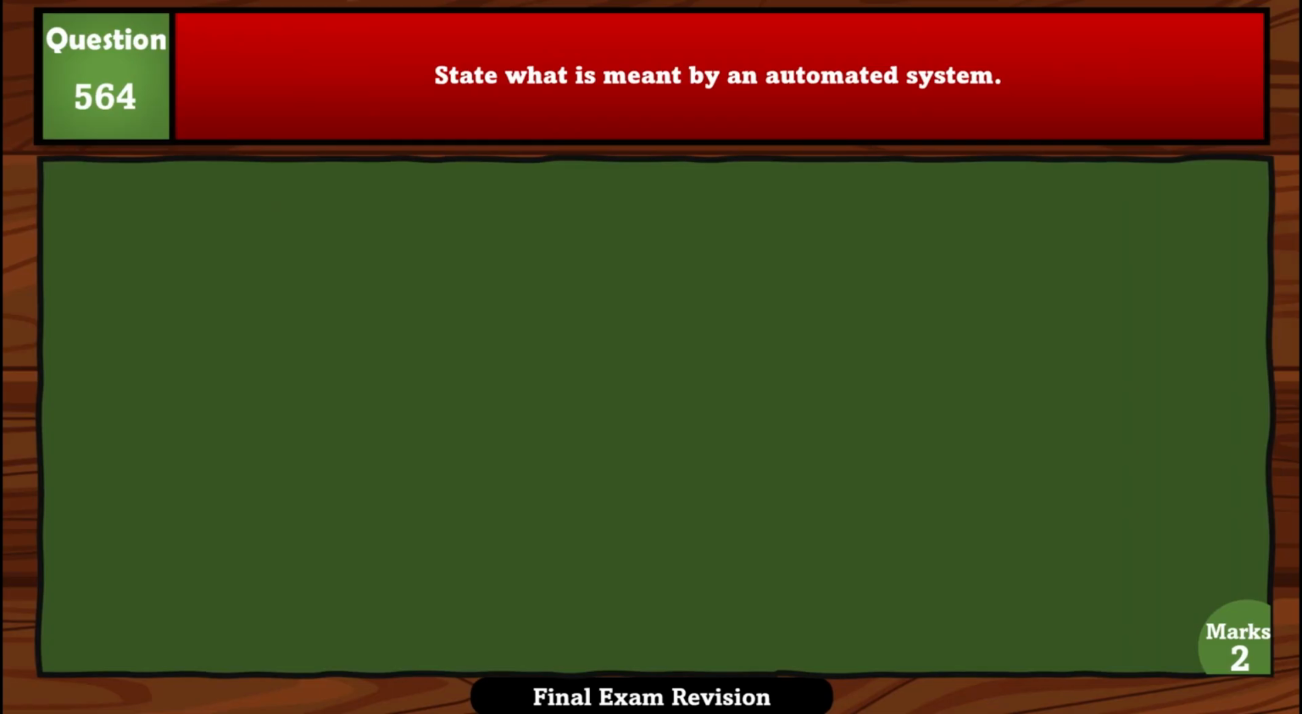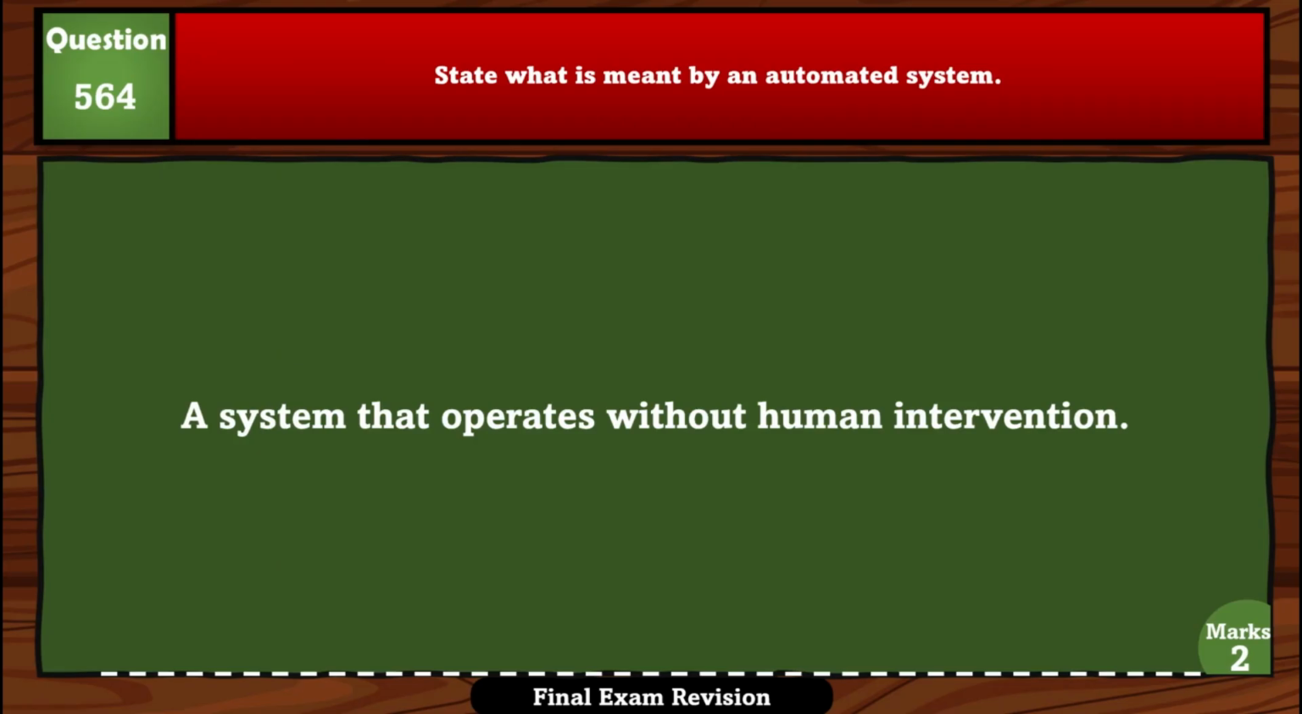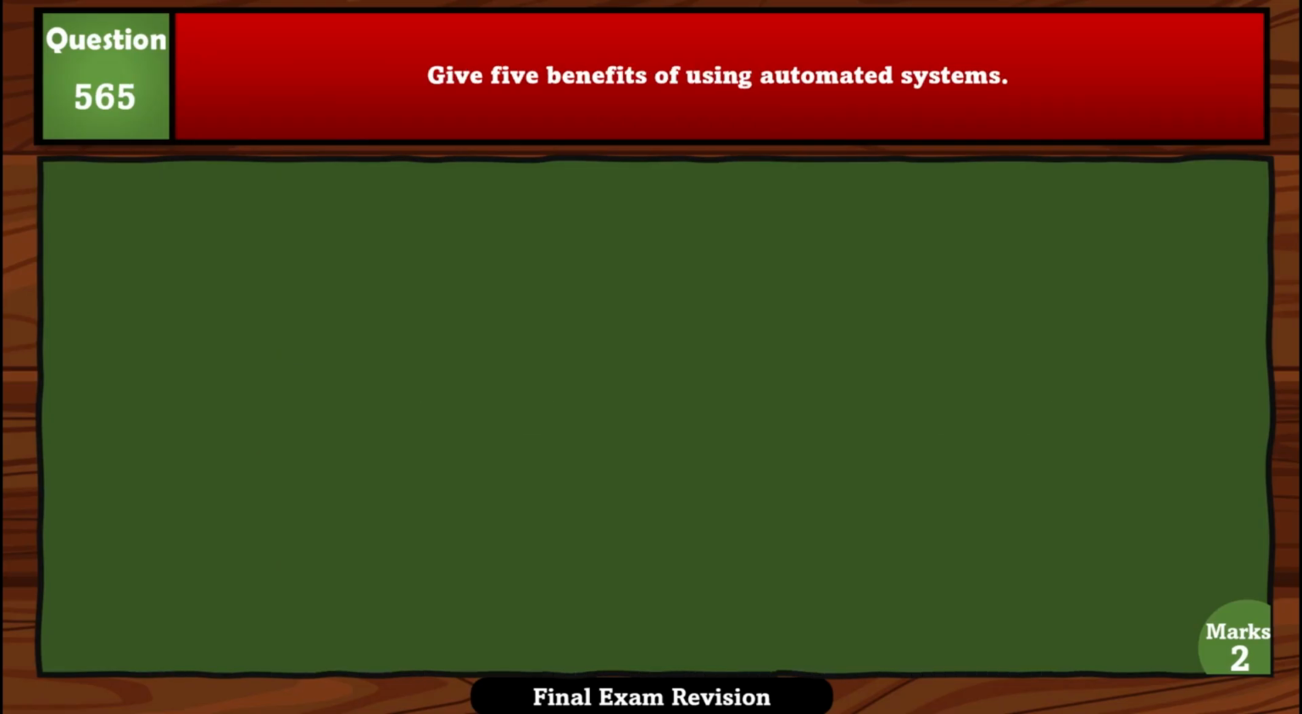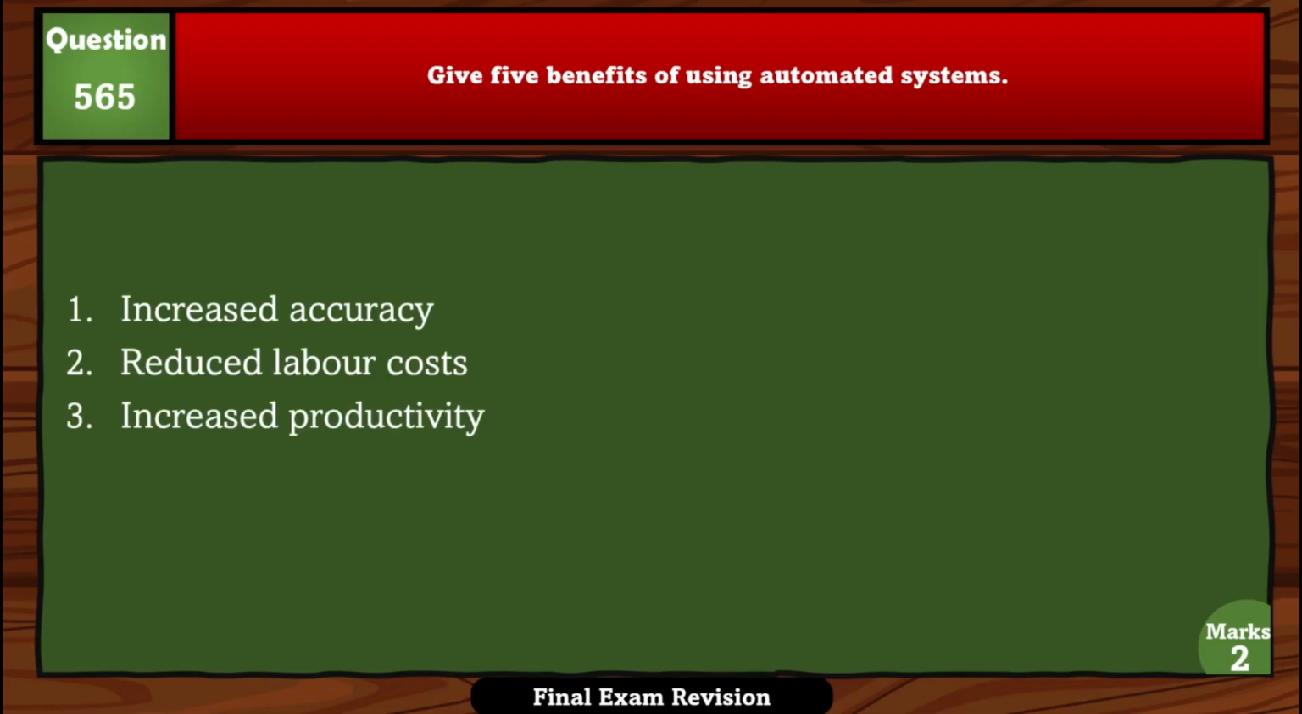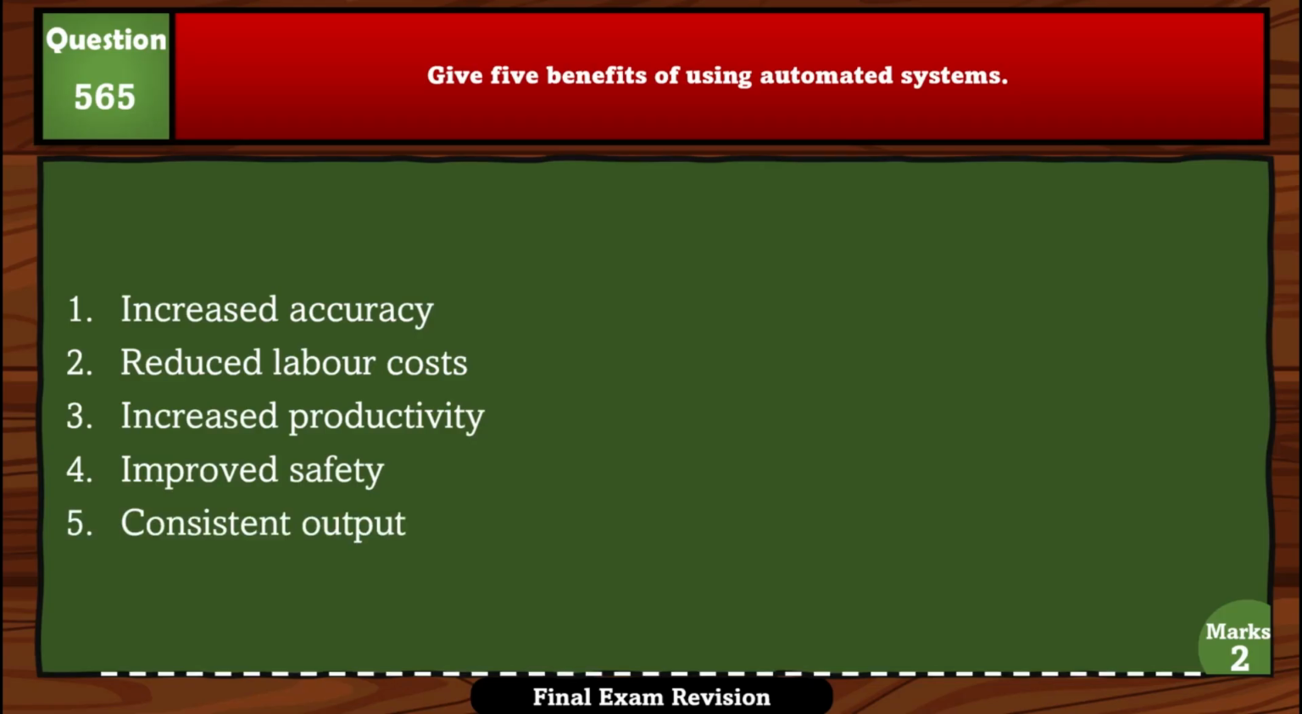Question 564, state what is meant by an automated system. It's a system that operates without human intervention. Question 565, give 5 benefits of using an automated system: increase accuracy, reduce labor cost, increase productivity, improve safety, consistent output.